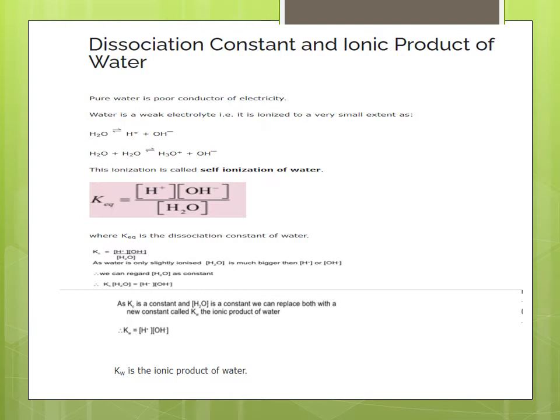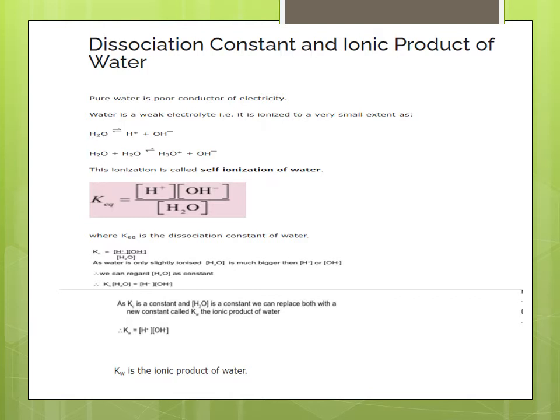Pure water is a poor conductor of electricity. Water is a weak electrolyte, that is, it is ionized to a very small extent as H2O dissociates into H+ and OH-. And water can show autoprotolysis also, that is, water combined with water gives H3O+ and OH-. It is also called self ionization of water.